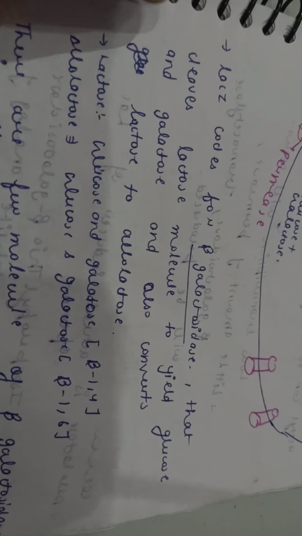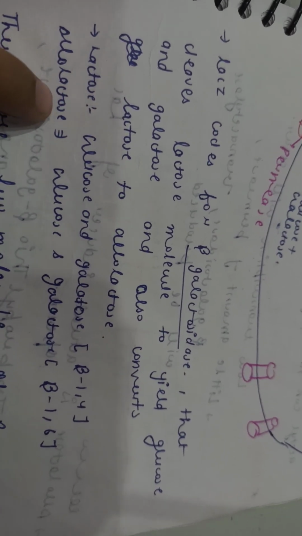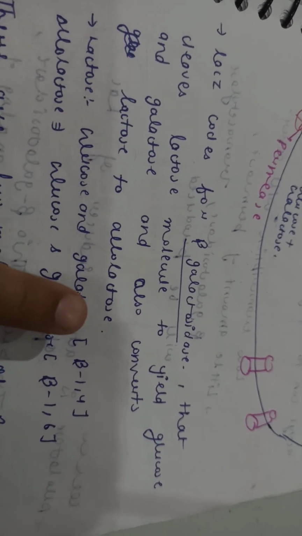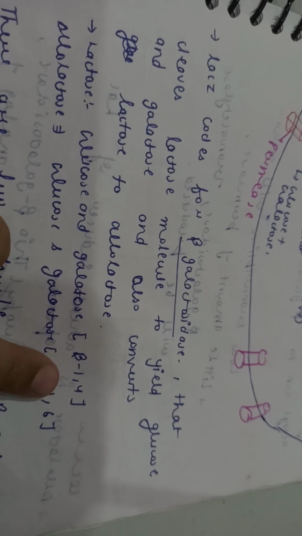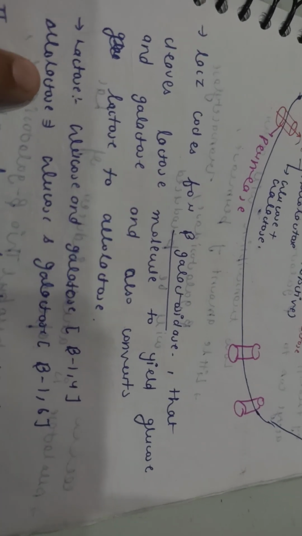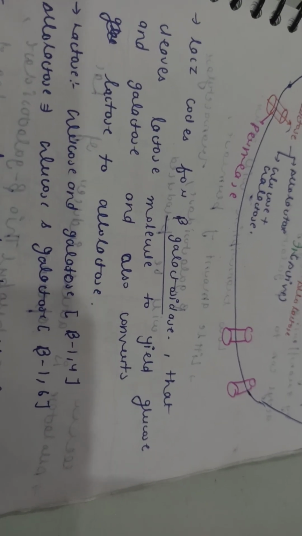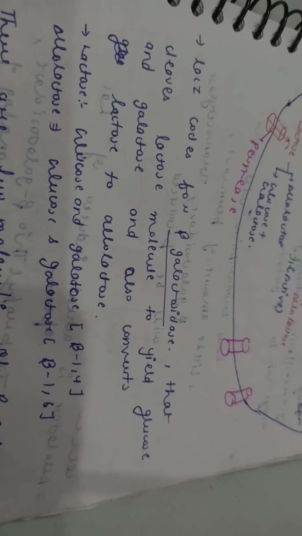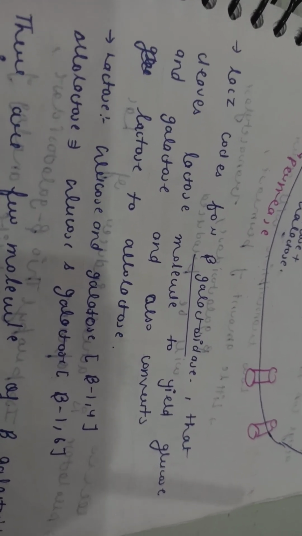The difference between lactose and allolactose is, in lactose glucose and galactose are bound with a beta 1,4 bond, and in allolactose glucose and galactose are bound with a beta 1,6 glycosidic bond. Very easy, you just need to learn it. Nothing to understand here. In lactose beta 1,4 bond is present, in allolactose beta 1,6 bond is present.